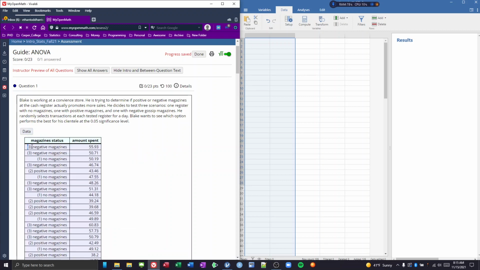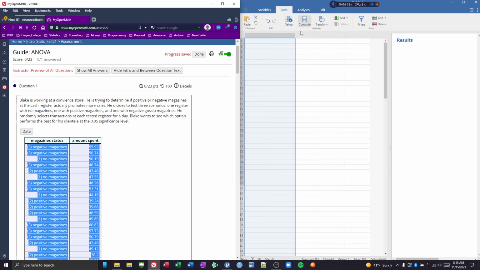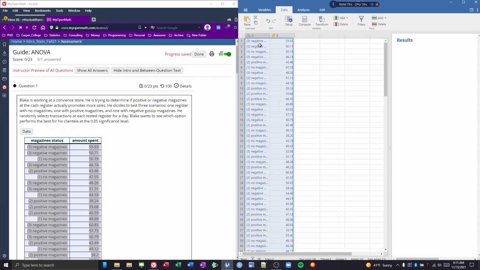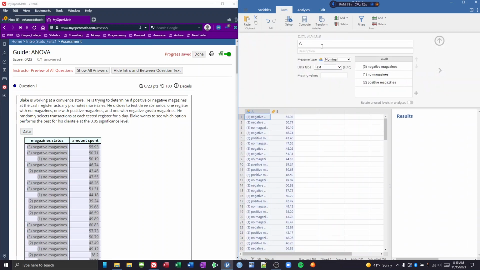Let's go ahead and click on data. Let's copy it and bring it on over. Paste it in, and go ahead and relabel this. Our first one is just going to be magazines, and our second one is just going to be dollars. The dollars came in as continuous and decimals, so that's great. And our magazines looks like it's nominal in text, and that actually looks really good.